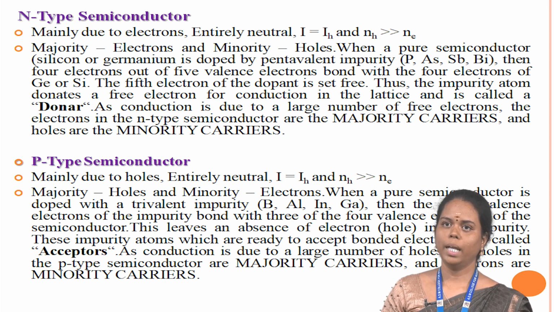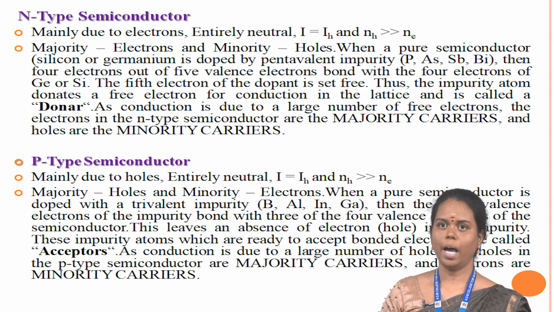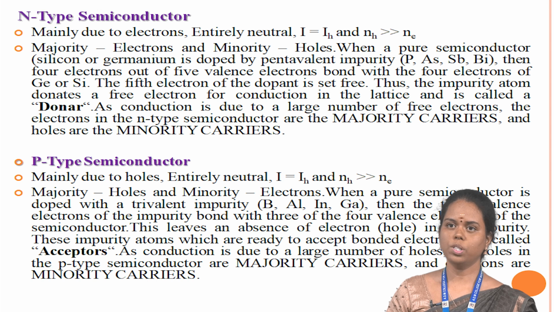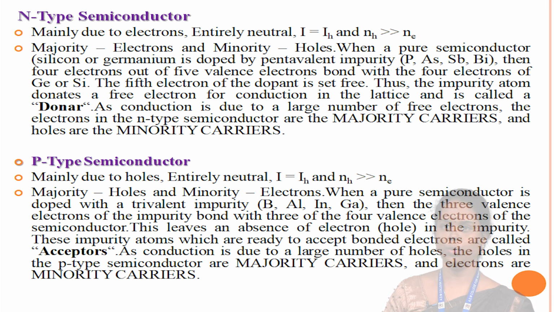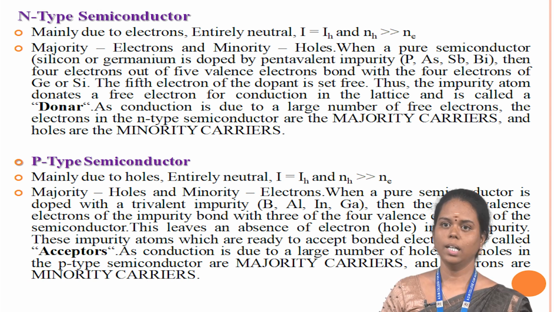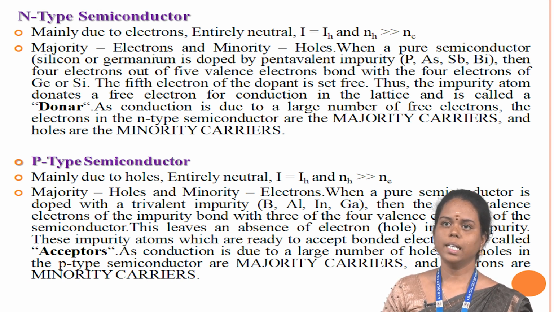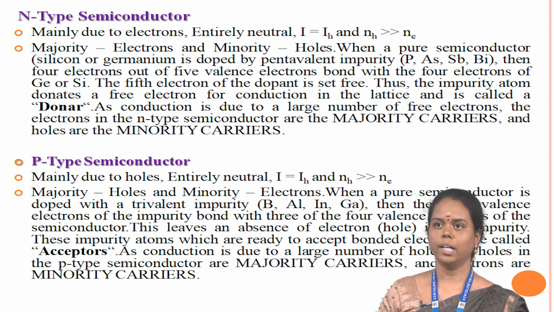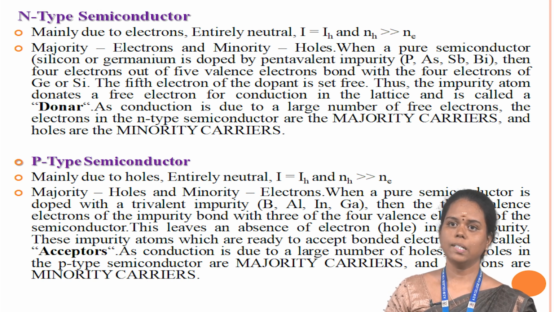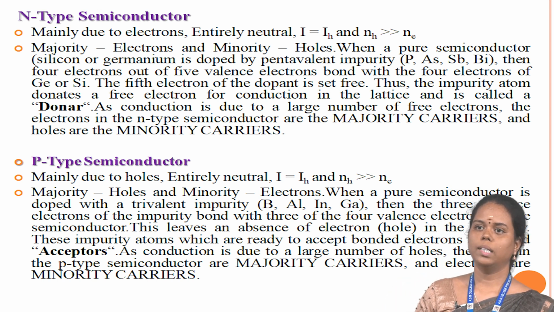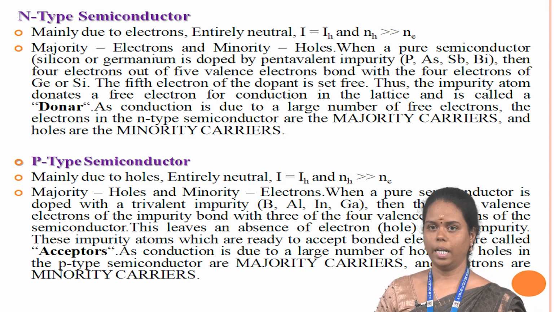P-type semiconductor: conduction is mainly due to holes. The crystal is entirely neutral, I is equal to IH, and the majority carriers are holes and the minority carriers are electrons. When a pure semiconductor is doped with a trivalent impurity, the 3 valence electrons of the impurity bond with the semiconductor electrons. This leaves an absence of an electron in the impurity, which is called an acceptor. With an increase in the number of impurities, holes, the positive charge carriers, increase. Hence it is called a P-type semiconductor. The crystal as a whole is neutral, but the acceptor becomes an immobile negative ion.